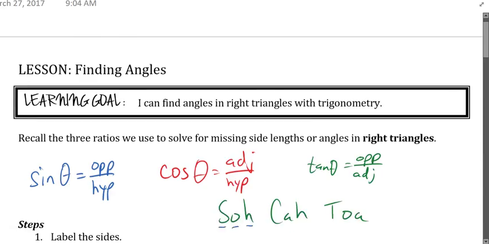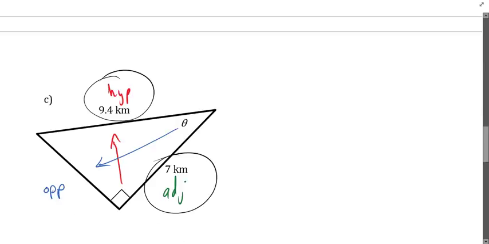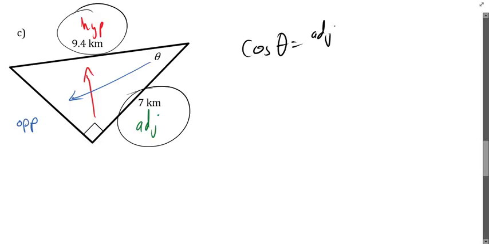Which one of the three ratios uses only adjacent and hypotenuse? Again, you go back up, you look at those three. Only one of them is adjacent and hypotenuse. Ethan? Very good. Cosine. Cos theta is adjacent over hypotenuse. Cos theta is 7 over 9.4. So 9.4 is the hypotenuse. It's bigger. That makes sense. And you could try it the other way around. It'll give you an error, just like the last time that we talked about.